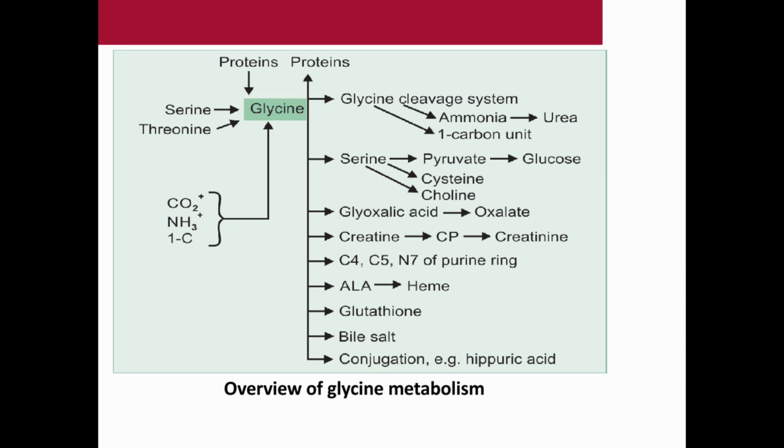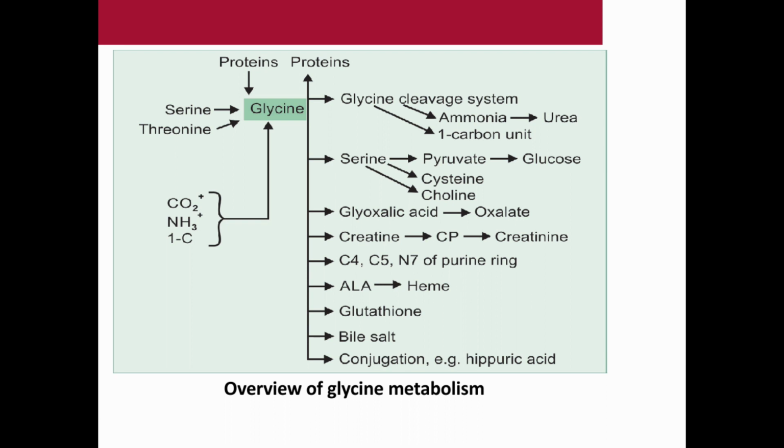So which are the catabolic reactions? How is glycine catabolized? Glycine is converted into ammonia and carbon dioxide and one carbon unit. Ammonia is ultimately converted into urea. Glycine is converted into serine because this is a reversible reaction. Serine is converted into glycine, glycine is converted into serine, and serine is ultimately converted into pyruvate, which is converted into glucose. Serine can be converted into cysteine, serine can be converted into choline. Then glycine is converted into glycolic acid, which is ultimately converted into oxalates.